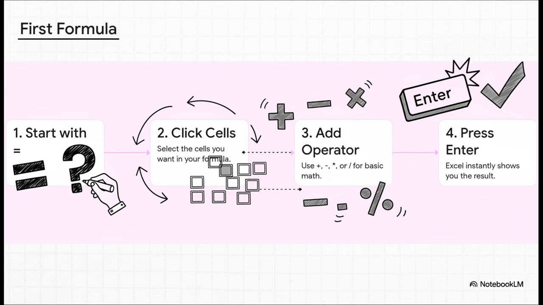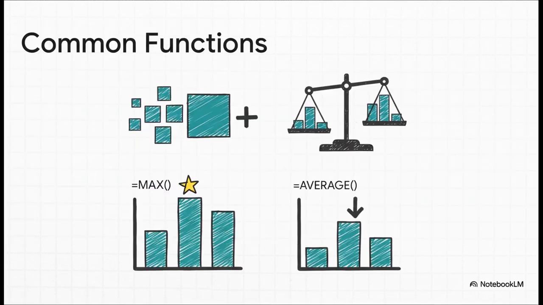From there, you just click the cells you want to use, add an operator like a plus or a minus sign, and hit Enter. And bam, the result just appears. And to make things even easier, Excel has these built-in shortcuts called functions. So instead of adding up cells one by one, you can just use the sum function and select a whole range of cells at once. Honestly, with just these 4, sum, average, max, and min, you can answer the most common questions about pretty much any set of data you have.